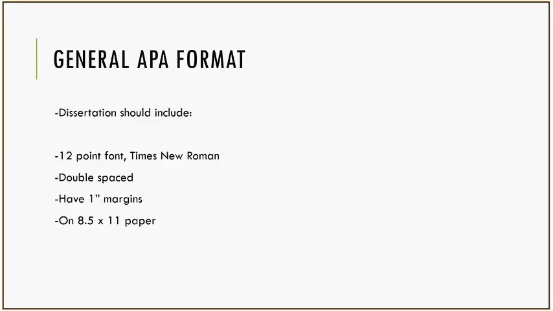So, in general, your dissertation should really include 12-point font always and Times New Roman. It should always be double-spaced. There's a couple instances where it shouldn't be double-spaced, and we'll get to that later. The whole thing should have 1-inch margins, and the whole thing should be printed and on print screen on that 8.5 × 11 paper.